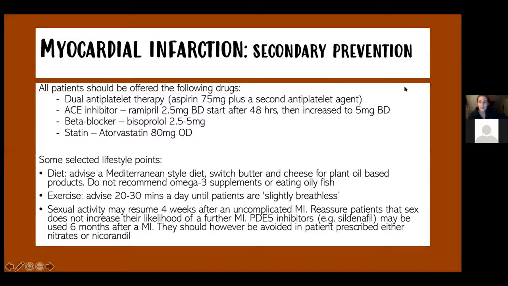And then just a quick overview of myocardial infarction secondary prevention. So I've kind of covered this already, the dual antiplatelet therapy. And then patients, once they've had an MI, would be started on an ACE inhibitor, a beta blocker, and then a higher dose of a statin. And then we would also advise them about their diet and their exercise and when they can start having sex again. And you can read lots about diet and healthy fish oils, Mediterranean diet. There's lots out there.